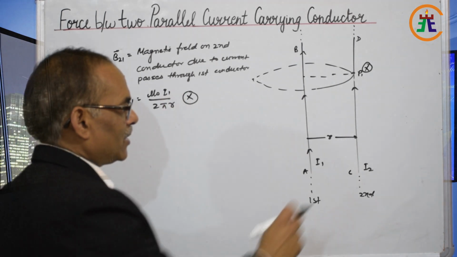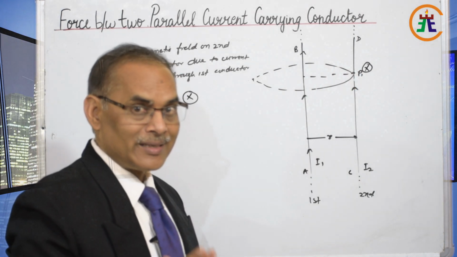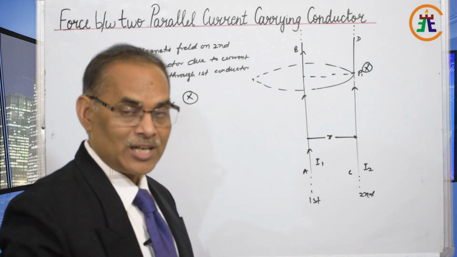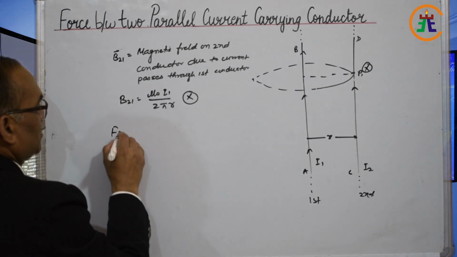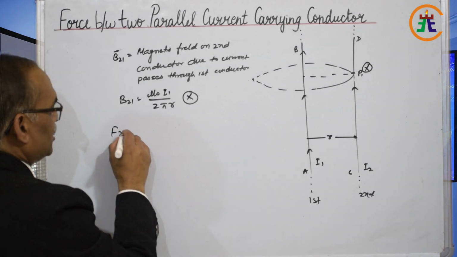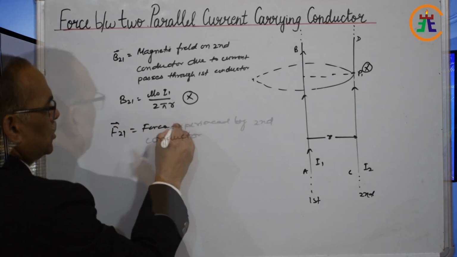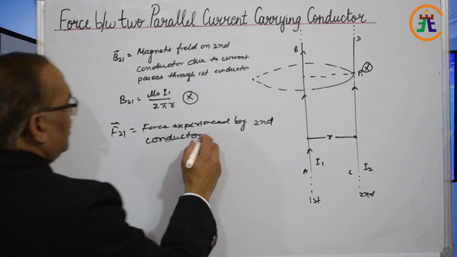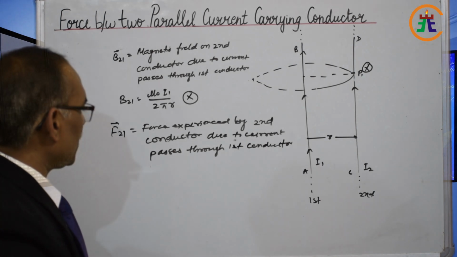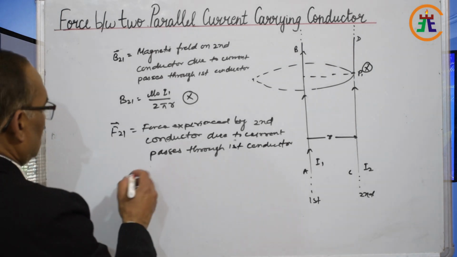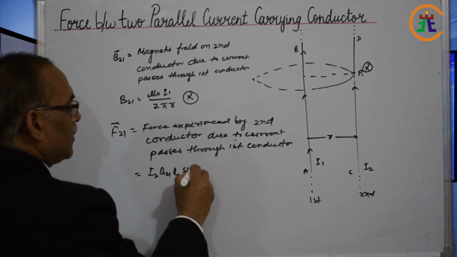Now the second conductor is inside the magnetic field, and we know that when a current carrying conductor is placed in a magnetic field, it will experience a force. The force experienced by the second conductor due to the current passing through the first conductor is F21. This is equal to I2 L B21 sine theta.